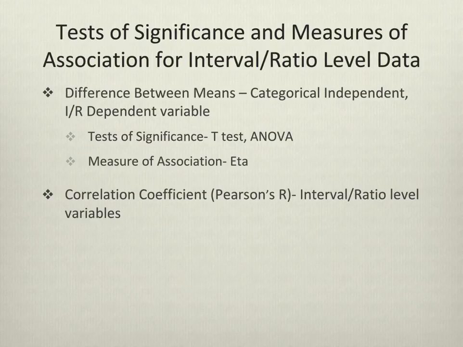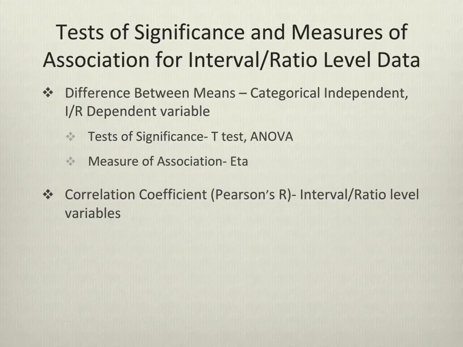I'm going to begin by discussing situations in which you have categorical independent and interval ratio level dependent variables. These are usually difference between means tests. The test of significance you usually use in these cases would be either a t-test or ANOVA. T-test tests the difference between two means. ANOVA tests the difference between more than two means. The measure of association used in either of these cases would be eta.